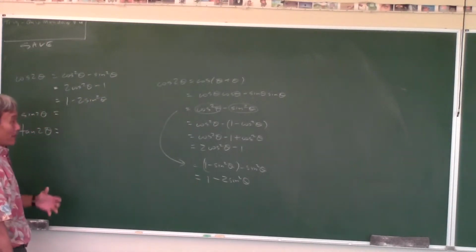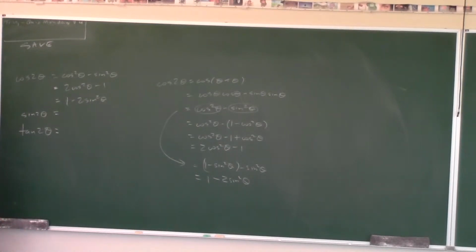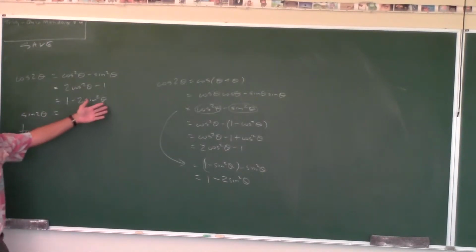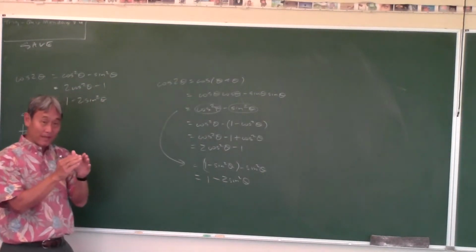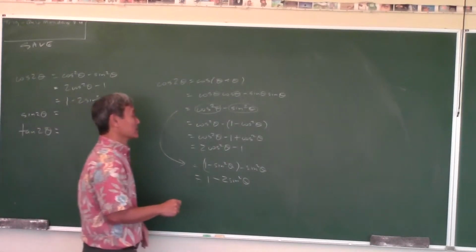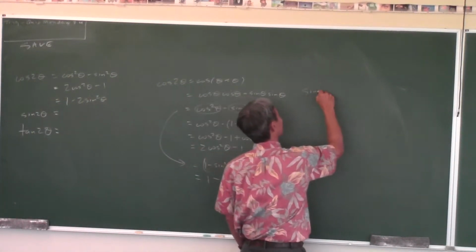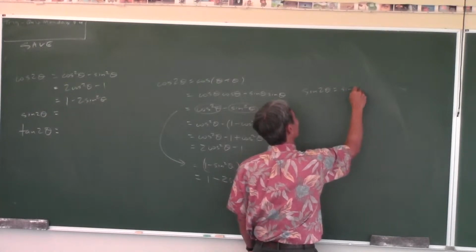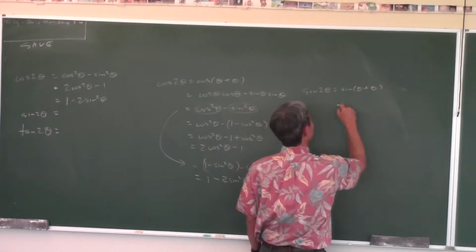But ultimately, you want to have them memorized so you don't have to worry about deriving them and reinventing the wheel. So to derive all of these identities, notice what we're going to do. We're just going to split up 2 theta into theta plus theta. So let's do sine 2 theta now. Sine 2 theta is equal to sine of theta plus theta.